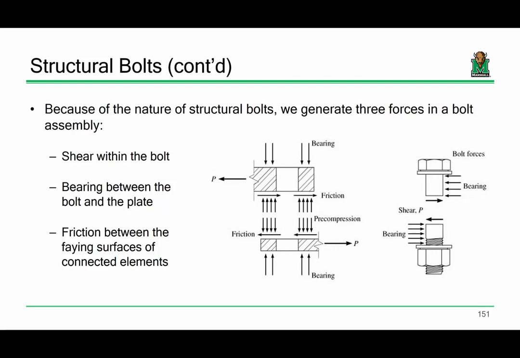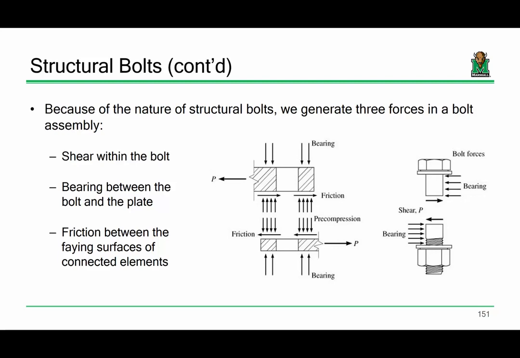Now, because of the nature of a structural bolt and the way that we attach structures together, we generally generate three types of forces when we have a bolted connection assembly. So we have a bolt hole, and a bolt going through it. More often than not, you are applying some type of shear to the bolt assembly. So you've got member A, member B, a bolt through it, and you're yanking like that. So the bolt is experiencing some type of shear. So what are the forces that are generated?